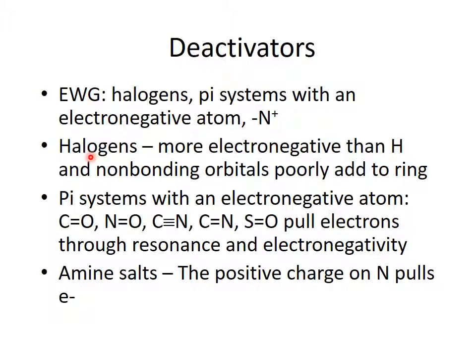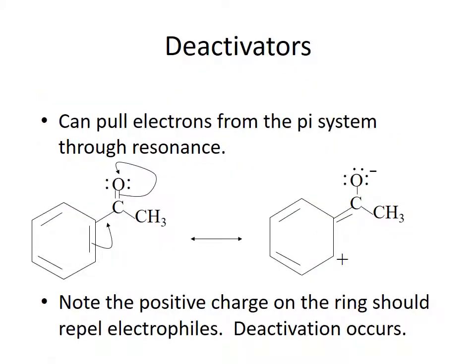The halogens are ortho-para directors, but all of the pi systems are going to be meta directors. The amine salts actually won't even undergo any electrophilic reaction, so they're such a deactivator. The meta deactivators pull electrons from the pi system through resonance.